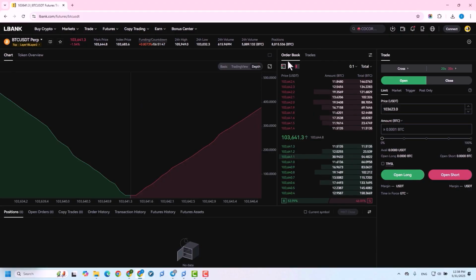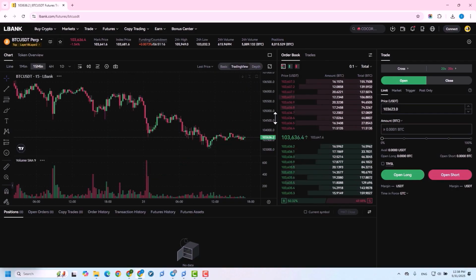You can view the market depth and the order book in this section. Buy and sell orders are displayed for you separated by price and amount. The percentage ratio of buy and sell orders is specified at the bottom. For example, the ratio of buy orders is 49% and the ratio of sell orders is 50%.